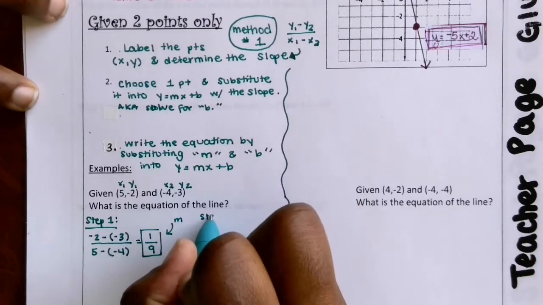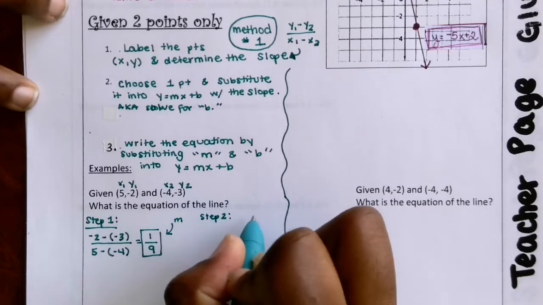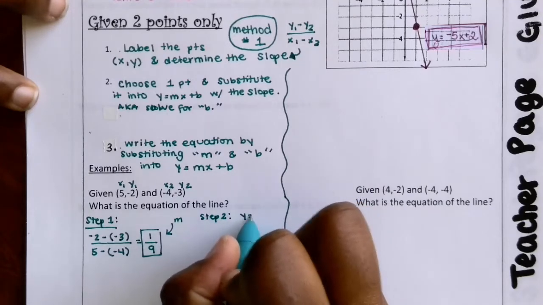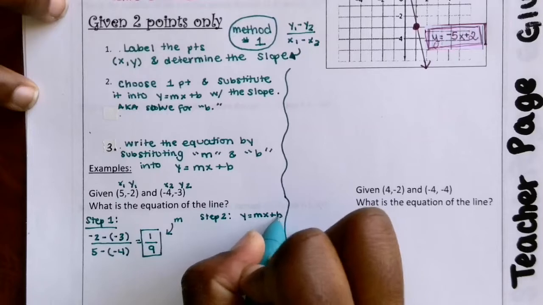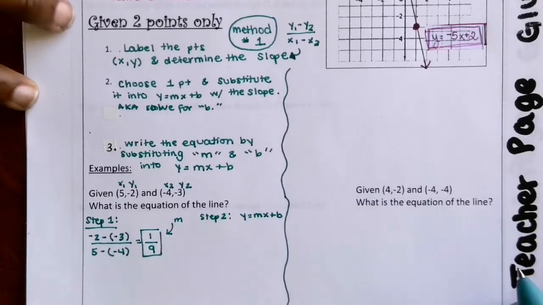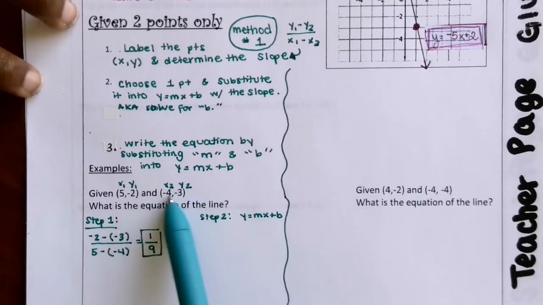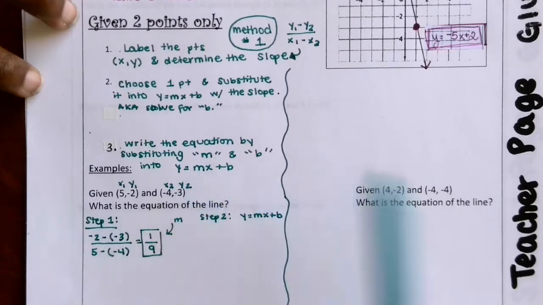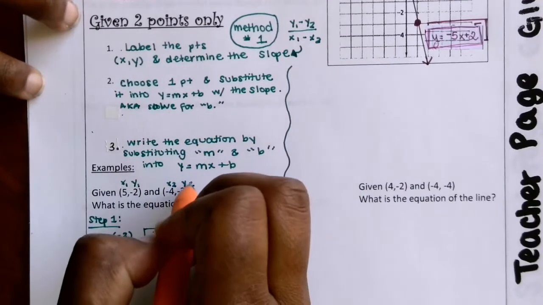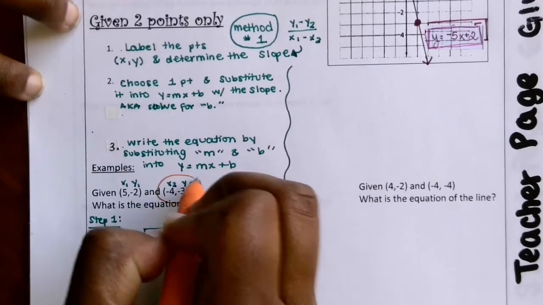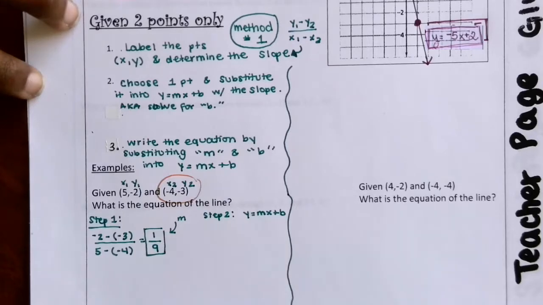Step 2 then tells me to choose one point and substitute it into y equals mx plus b with the slope in order for me to solve for what my b is, or what my y-intercept is. Remember, it does not matter which of the 2 points you choose because you'll still come out with the same equation of the line. Just for demonstration purposes, I'm going to choose the second point, the -4 and -3.